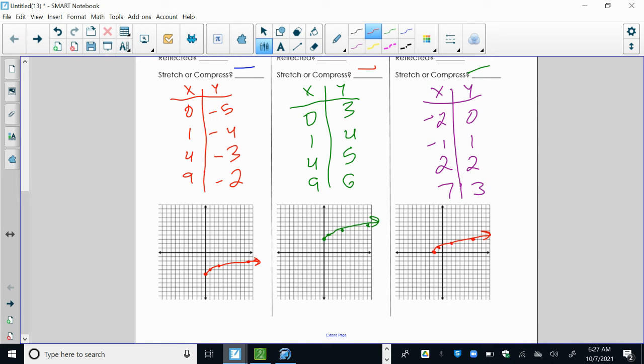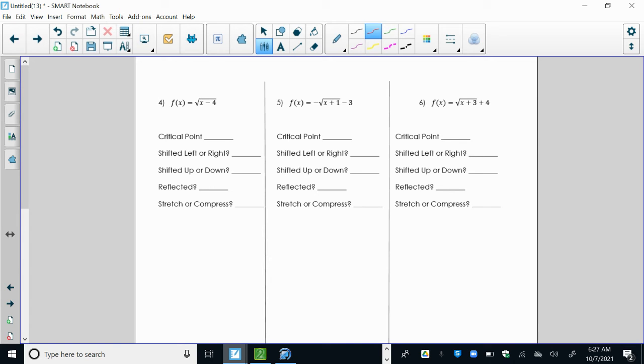Okay. So that's one where we shifted left or right. Let's go to the next page. Why don't we do, how about let's look at number 5. We're going to jump around a little bit.